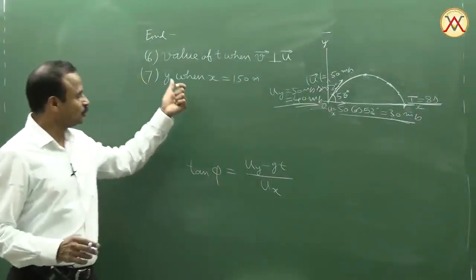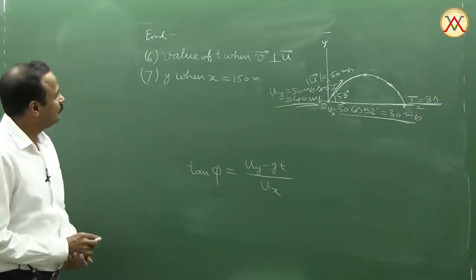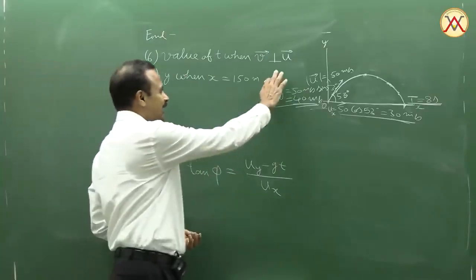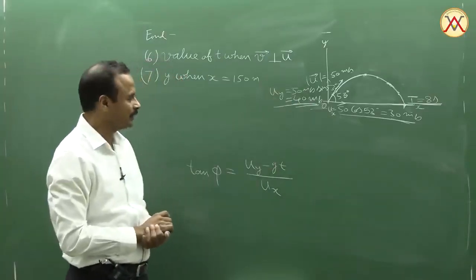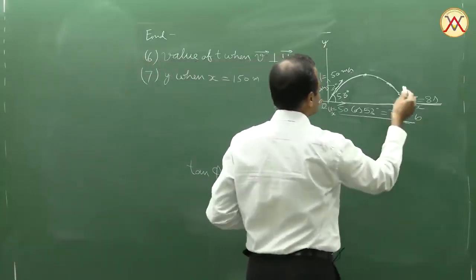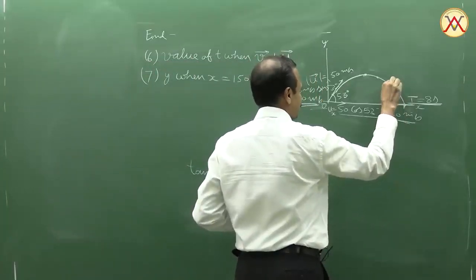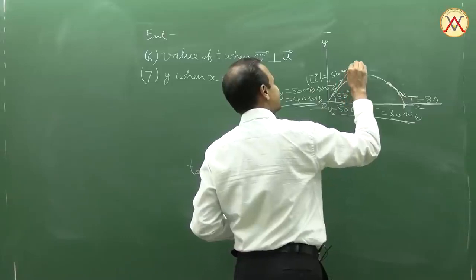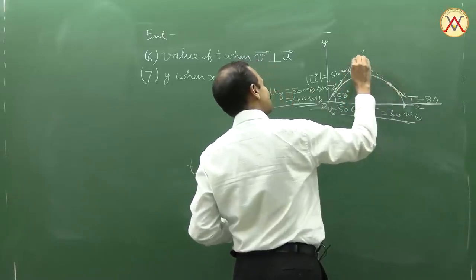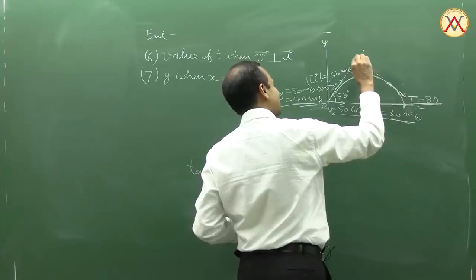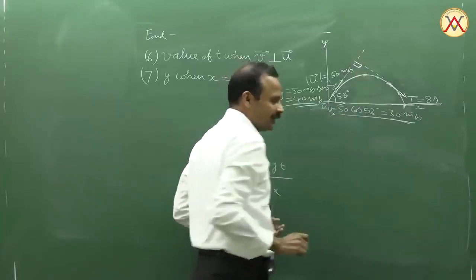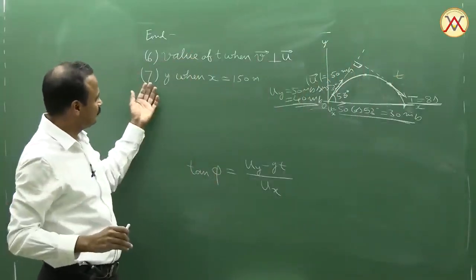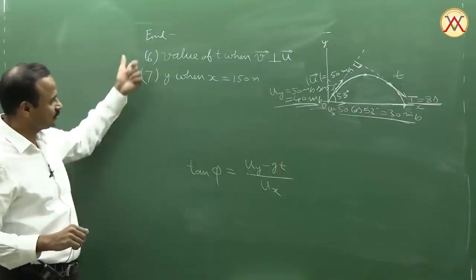I have added 2 more parts to the current problem. We have to find the value of t when the velocity becomes perpendicular to the initial velocity, v vector perpendicular to u vector. Now this may happen somewhere here, let's say when the projectile is going downwards. This is the direction of the initial velocity vector, this is the direction of the final velocity vector, and it may so happen that the angle between these two may be 90 degrees. So we have to find this value of t. That is part number 6. And the 7th part, we have to find the value of y when x is 150.